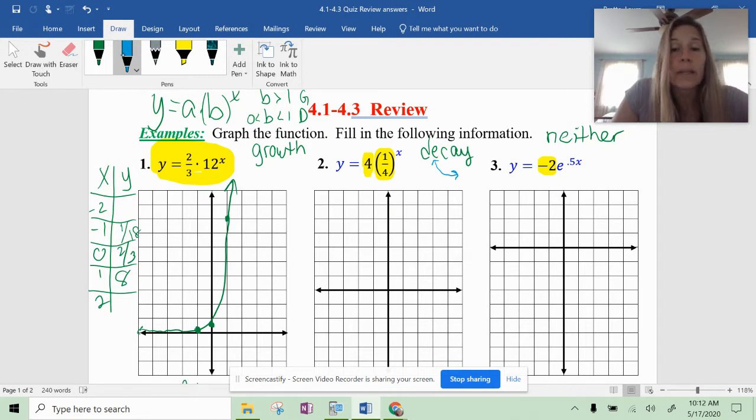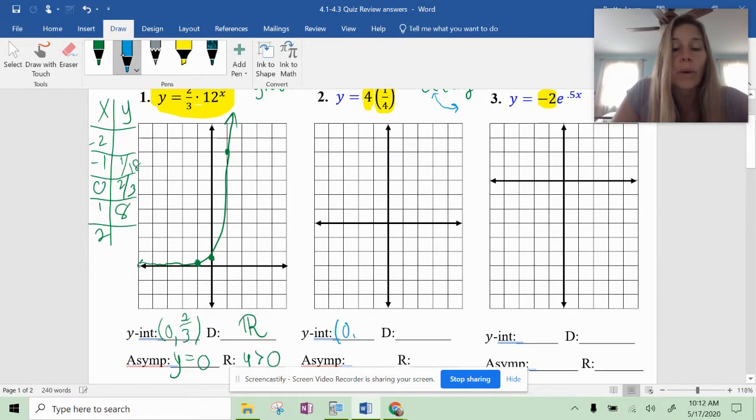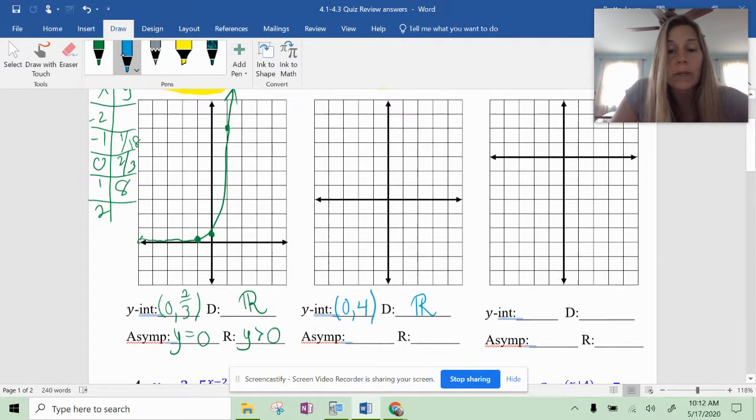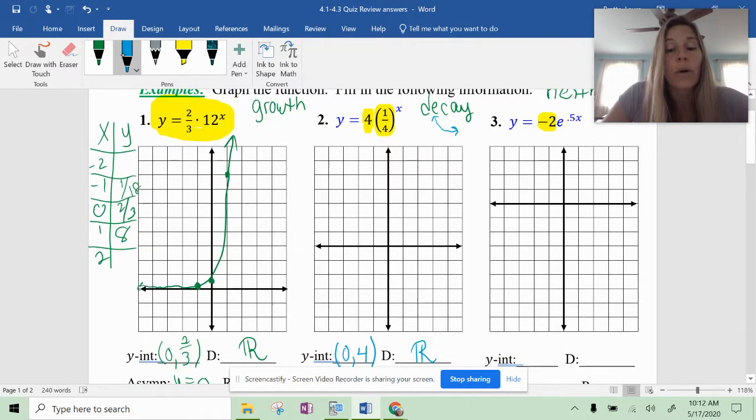Again, there's no h and k here, so there's no shifting that's going to happen. So then we know that the y-intercept is just 0, and then that a value, which is positive 4. The domain is always all real numbers for these graphs. The asymptote and the range: because the k value is 0, you have y equals 0 for the x-axis for your asymptote, and then y is greater than 0 would be the range, meaning your graph will be above that asymptote.